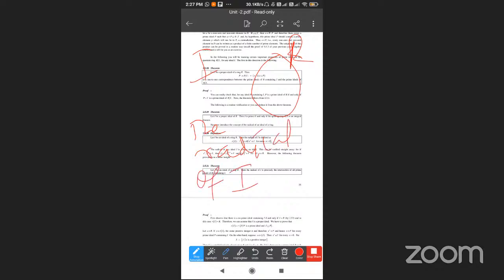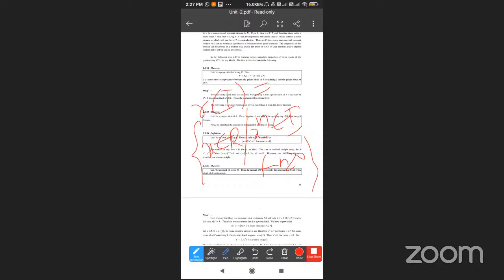The radical of I, written R of I, is defined as the set of all x belonging to R such that x to the power n belongs to I for some n greater than 0, where I is an ideal of a ring R. The radical of an ideal is always an ideal.